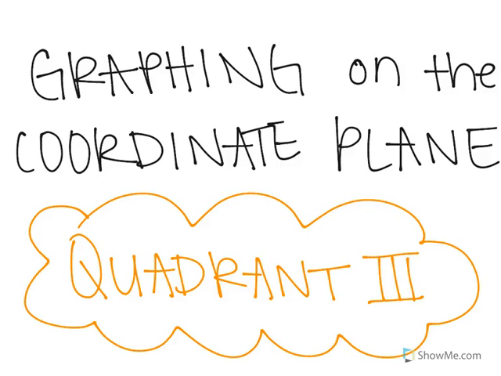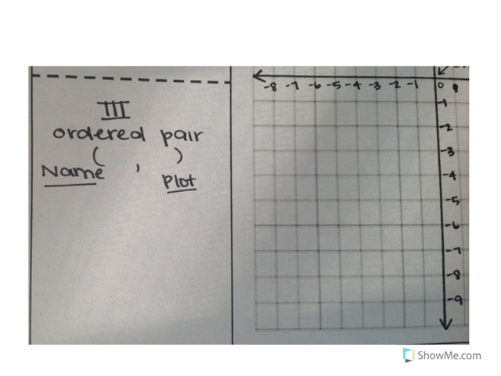In this video, we are going to focus on quadrant 3 of the coordinate plane, which is in the bottom left-hand corner of the coordinate plane. In your foldable, you will want to take all of the notes in the flap that is in the bottom left-hand corner of your foldable. When you open up that flap, you should see this right here.